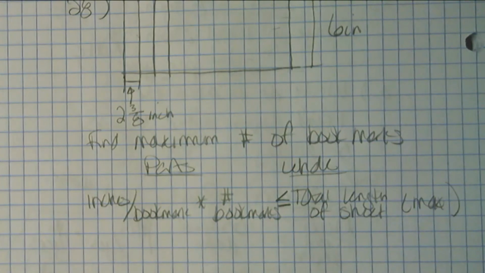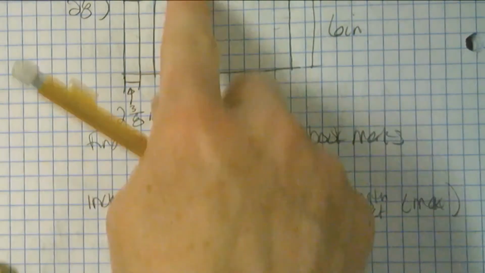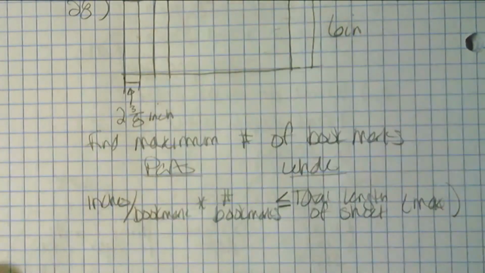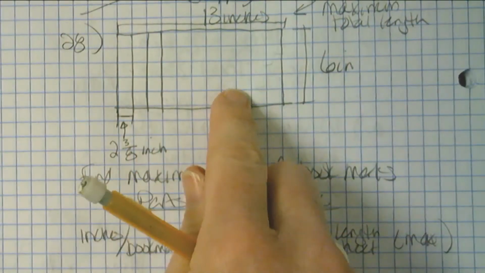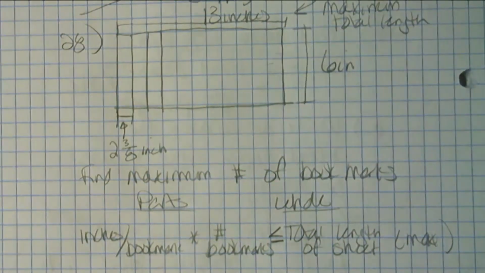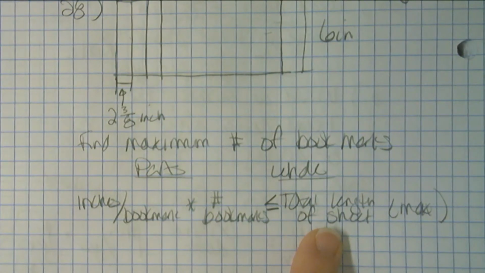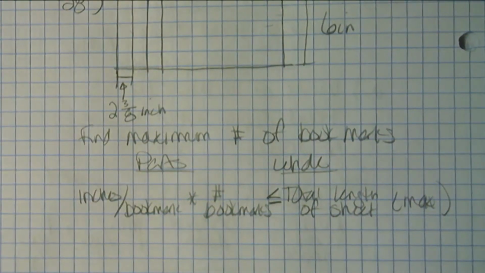This is the actual number of bookmarks. So as I cut each one of these individually, I'm going to multiply however many I cut by the width of each one of these. And when I add all those up, they get to this total length of 13. So this is an inequality. Questions on setting that up?